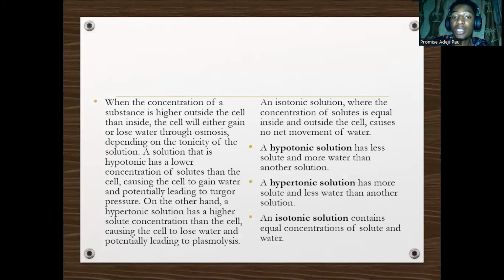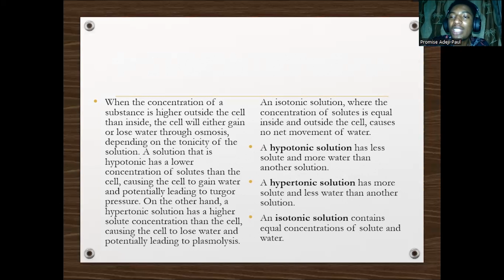So when the concentration of a substance is higher outside of the cell than inside, the cell will either gain or lose water through osmosis, depending on the tonicity of the solution. We'll talk about what osmosis means very soon. A solution that is hypotonic, please take note, hypo means lower. So that solution is hypotonic. That means the solution will have a lower concentration of solute than the cell. That means the cell will have a higher concentration than the solution, causing the cell to gain water.